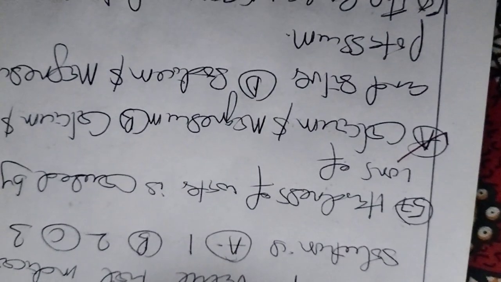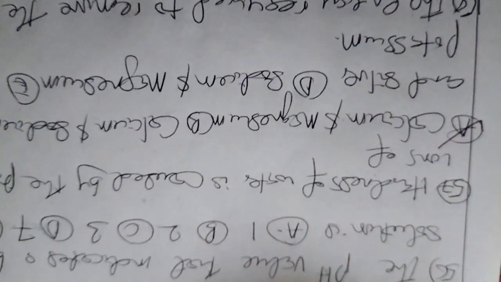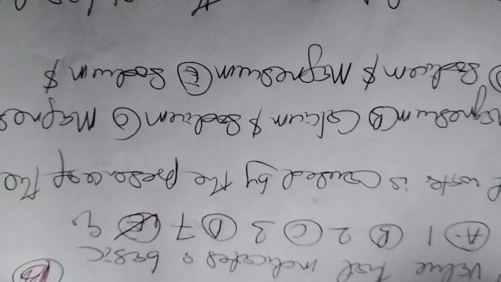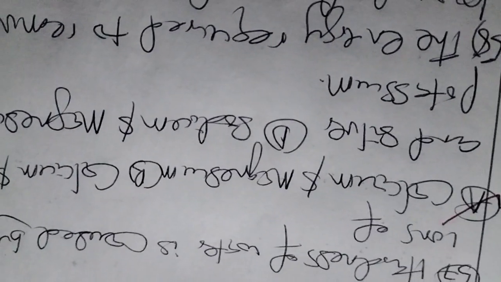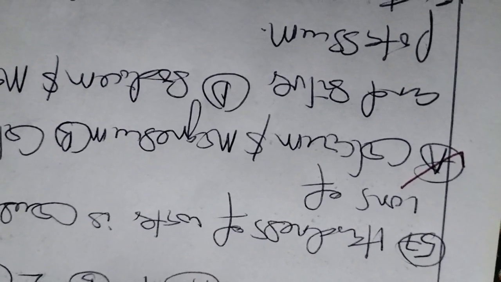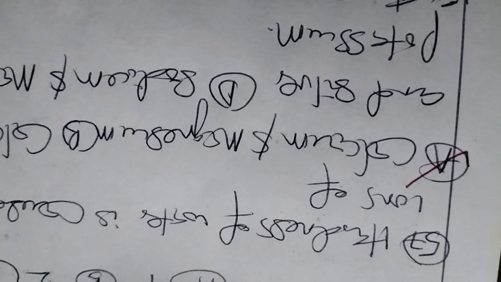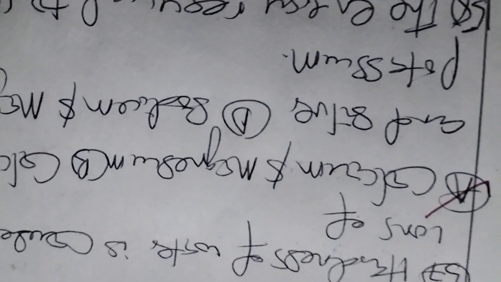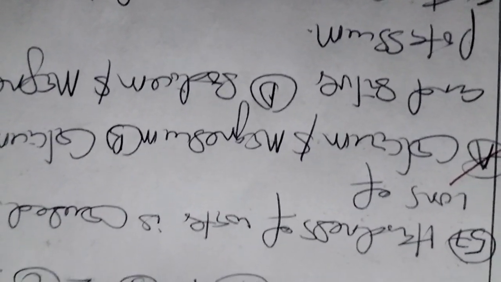Number 57, hardness of water. Hardness of water is caused by the presence of A, calcium and magnesium ions, B, calcium and sodium ions, C, magnesium and silver, D, sodium and magnesium, and E, sodium and potassium. So hardness is caused by calcium and magnesium ions. So 57, the answer is A. Option A, the right answer for number 57.